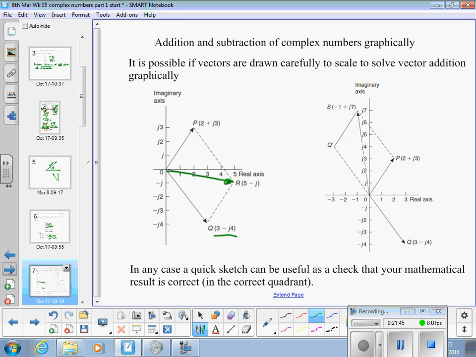Okay, when we talk about subtraction, we've got 2 plus 3j minus 3 minus 4j, and then the parallelogram comes up here. I just wanted to show you that it is possible to do it graphically, and a quick sketch is sometimes useful for checking whether your answer's right in the ballpark.